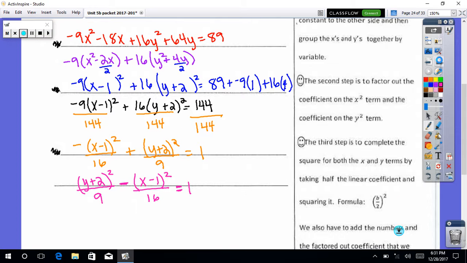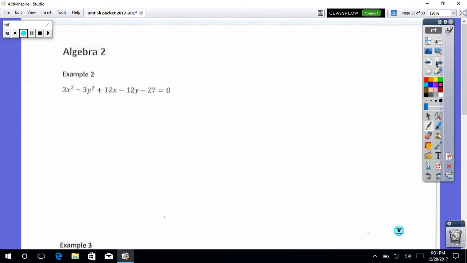Okay, so let's flip it over and we'll do two more examples. Okay, so again, step one, let's get our x's and y's together and move that constant fella to the other side. When he moves over, he becomes positive.